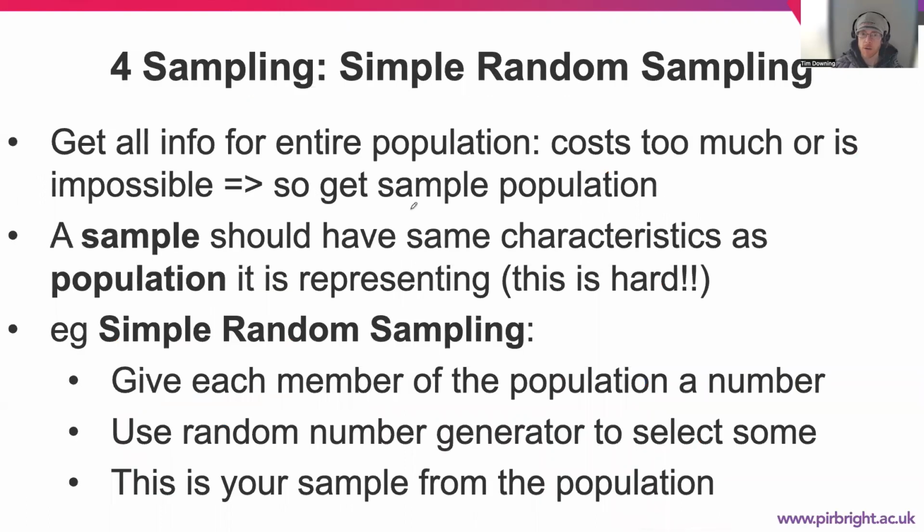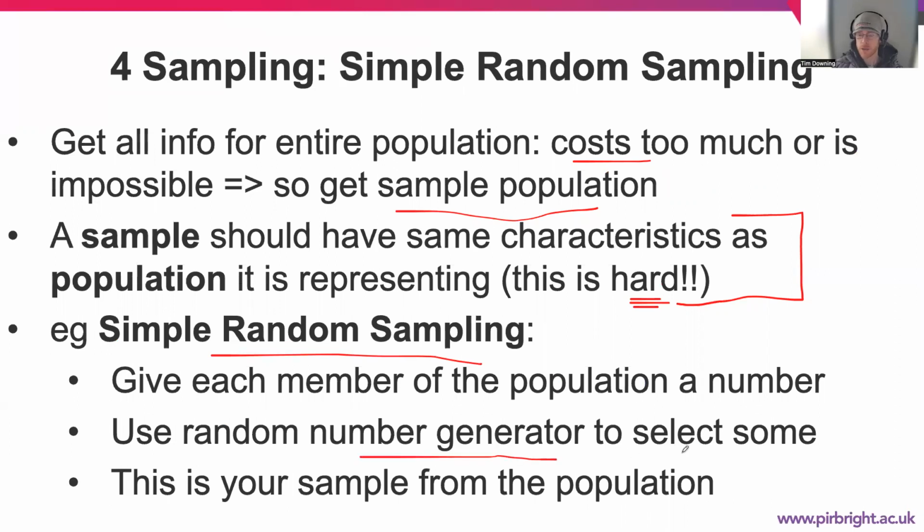So our context for getting the sample is very obvious: we have a cost limitation, as with everything else, and a time limitation. But we're assuming that our sample is representative of the population, and this is actually a major assumption, and it's quite hard to resolve. A process by which we can extract samples randomly, as you already know, is simply to give each member of the population a number, use a random number generator to select some, e.g. using R code, and this is your sample.